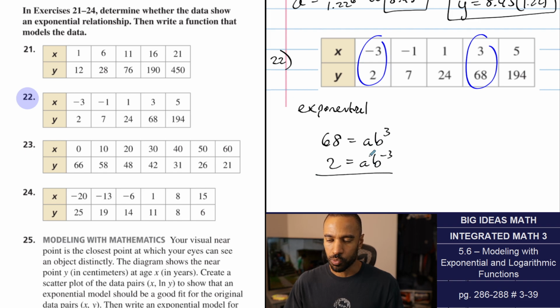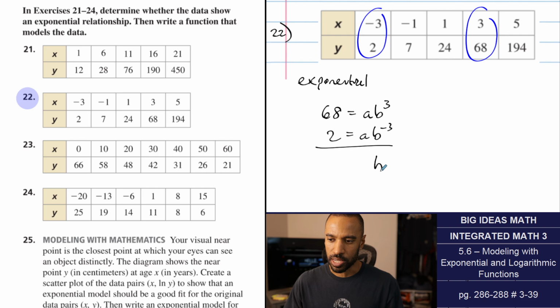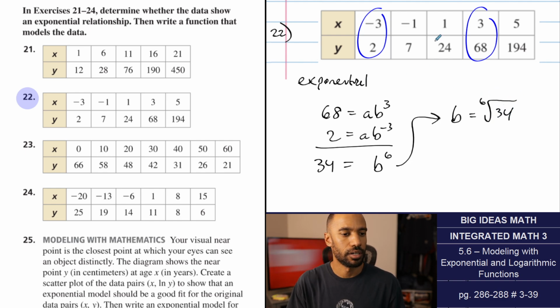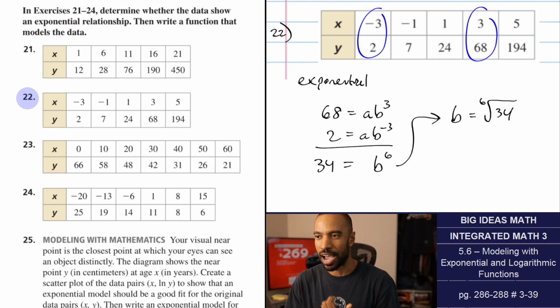And in using elimination, we divide, and the A's go away. 3 minus -3 is 3 plus 3, which is 6. So we got B to the 6th here, and 34. That'll give me B is the 6th root of 34. So 34 to the 1/6 power is the way I'm going to do it in my calculator. I'm getting 1.799, so around 1.80.